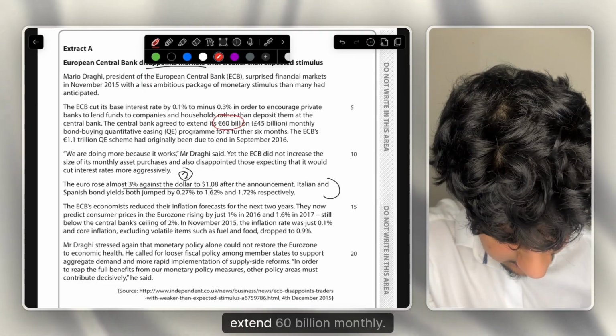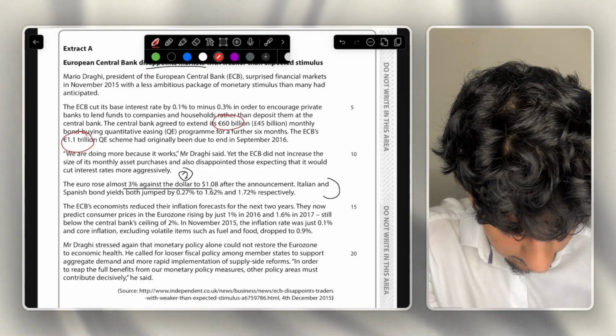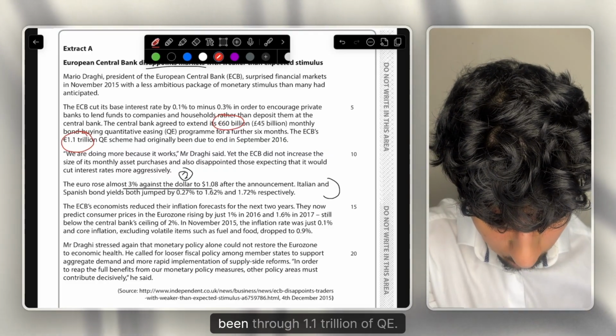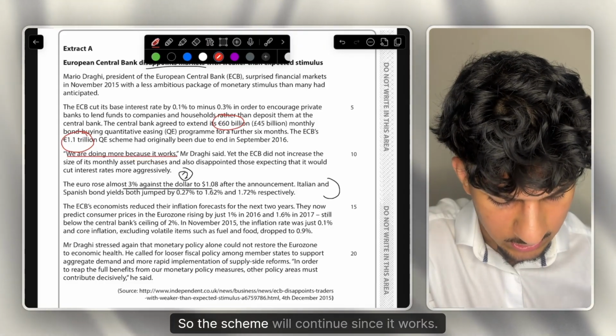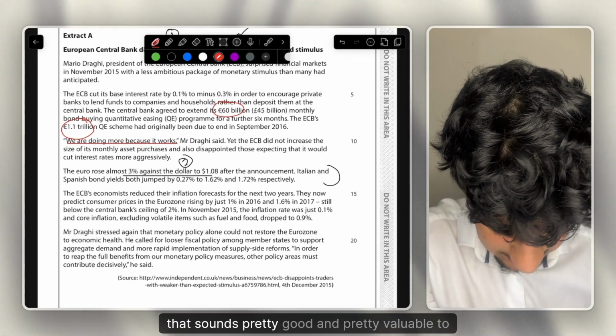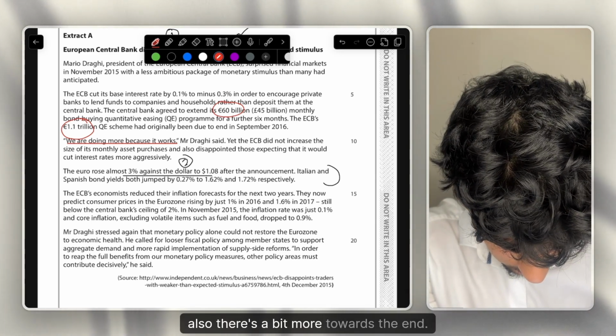So it extends 60 billion monthly. The scheme has already been through 1.1 trillion of QE. We are doing more because it works. So the scheme will continue since it worked. That sounds pretty good and pretty valuable to use. Also, there's a bit more towards the end.